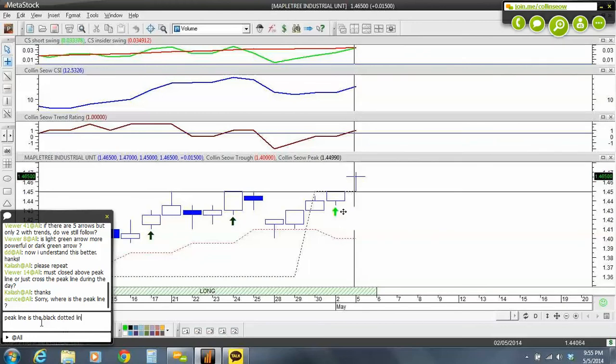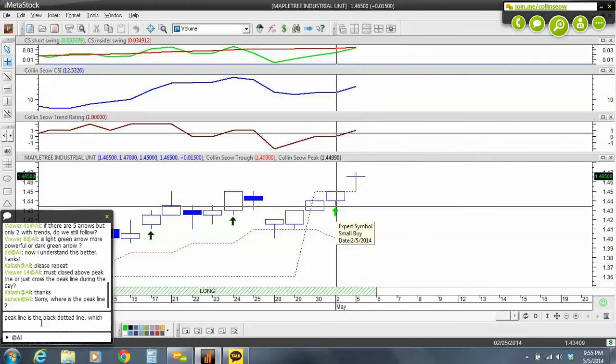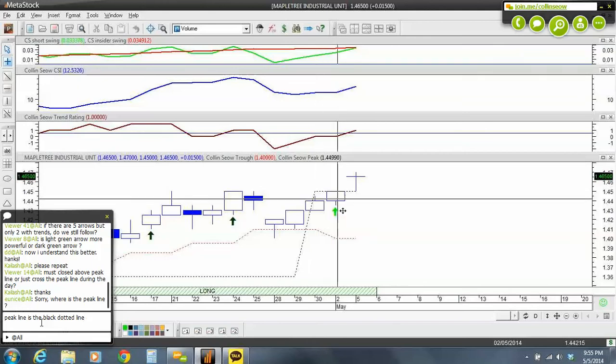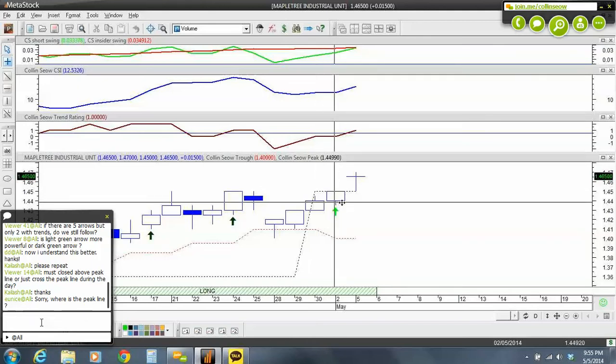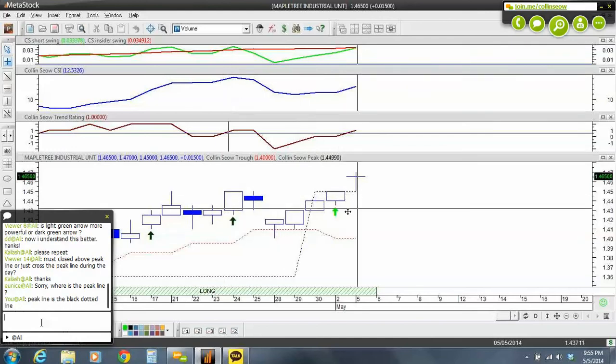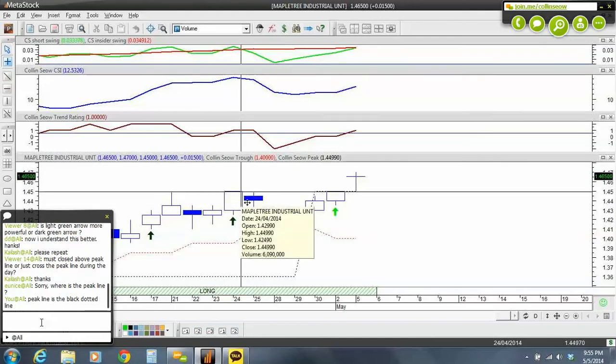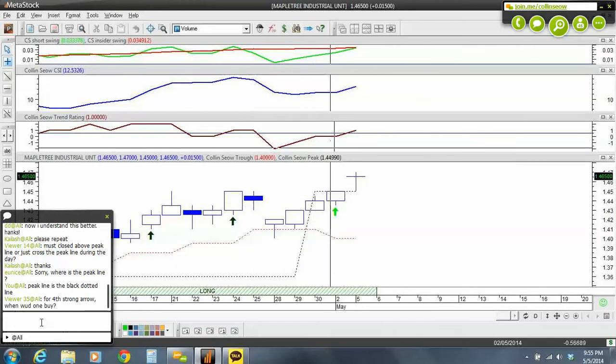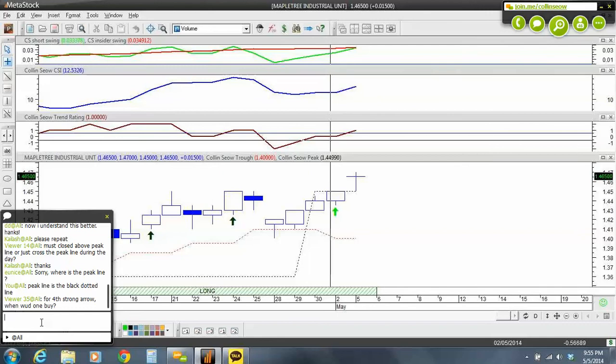The peak line is this line, this dotted black line. So for example in this candle, this peak line is here, correct? It's at 145. And you see this day closed on 145, the dotted black line. So on this day, the dotted black line is the resistance, correct? So you have not crossed this resistance. Understand? Once you have not crossed, this one is still inside the resistance, and furthermore, this one has no trend rating. For this signal you will not buy.